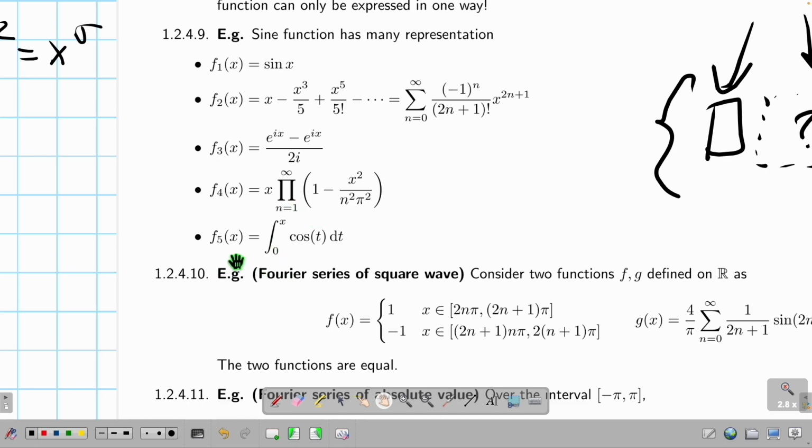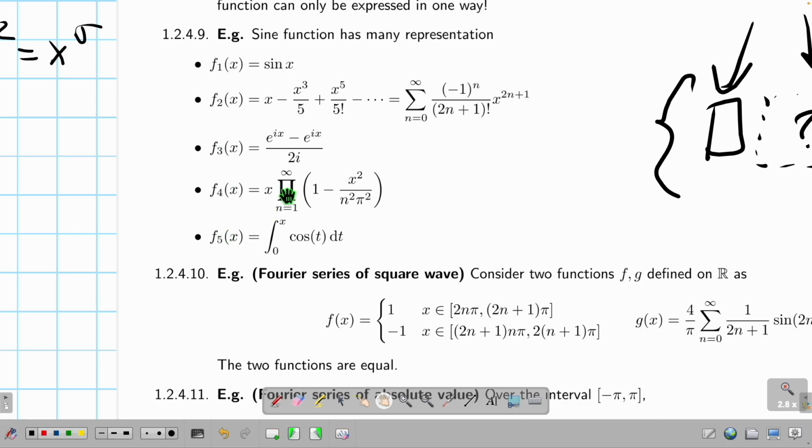How do you show F1 and F2 are the same? You know how to do calculus, right? Then you know integration, this gives you sine x, therefore it's the same. So to show these two are the same, you do differentiation. To show these two are the same, you do a complex number thing, and you show these two are the same, integration. Later, you will learn F2 and F5.